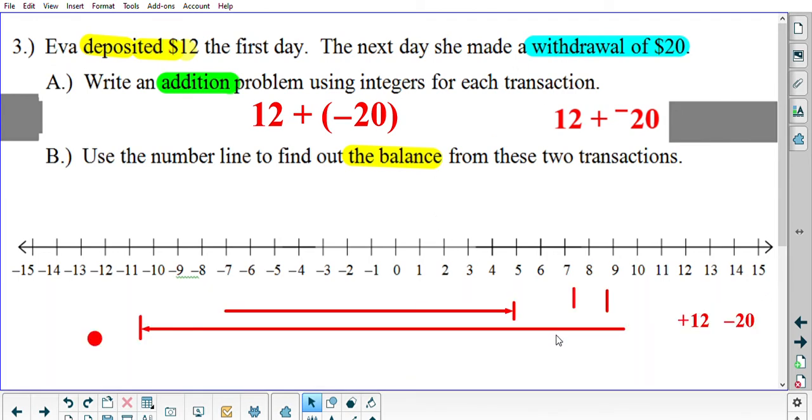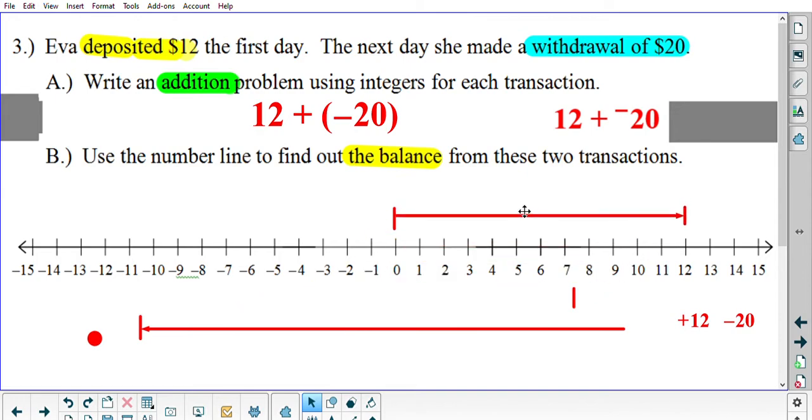Okay, let's follow the rules. The rules say that we start at 0. So let's put a bar going straight up from 0. Doesn't have to be perfect, just as best as you can. Now, the first number is 12. Which way does a positive number go? It should go to the right. So we're going to put a bar going to the right. Let's label it. That was positive 12.